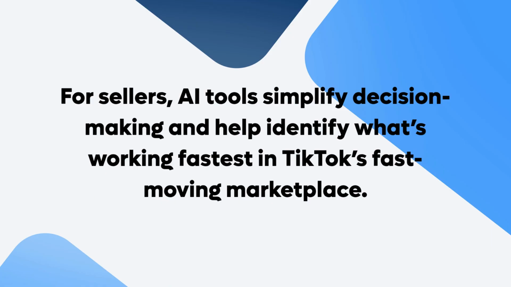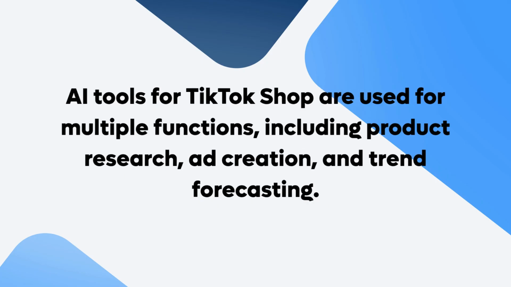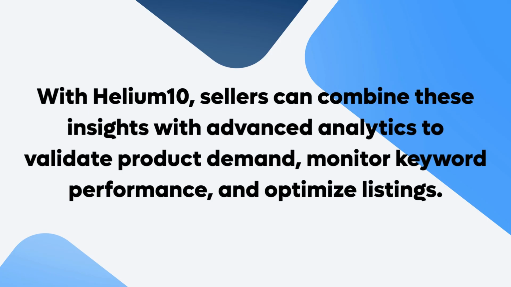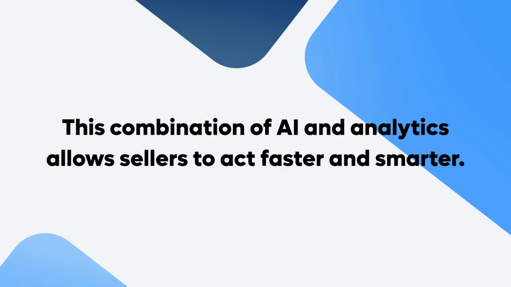For sellers, AI tools simplify decision making and help identify what's working fastest in TikTok's fast moving marketplace. AI tools for TikTok Shop are used for multiple functions, including product research, ad creation, and trend forecasting. They analyze millions of videos, hashtags, and user behaviors to identify which products are gaining traction. With Helium 10, sellers can combine these insights with advanced analytics to validate product demand, monitor keyword performance, and optimize listings. This combination of AI and analytics allows sellers to act faster and smarter.